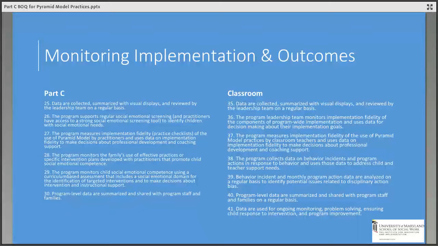And then pulling back again at program level, data summarized and shared with program staff and families on a regular basis, which is a consistency for Part C as well. So how do we use this assessment data not just in this leadership deep-level thinking space for monthly leadership team discussions, but make that available to program staff in both Part C and classrooms, and to families engaged in the work? And the final is looking at data being used in ongoing monitoring and problem solving, which is just a summary of what we've said throughout this whole slide.